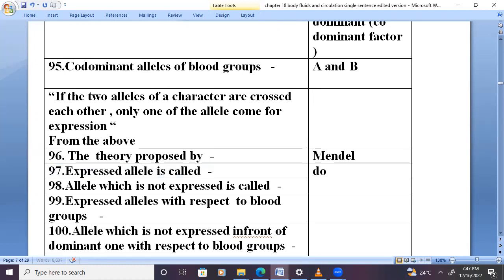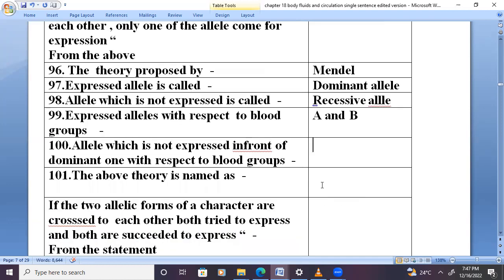Expressed allele is called dominant allele. The allele which is not expressed is called recessive allele. Expressed alleles, with respect to blood groups, are A and B. The allele which is not expressed in front of the dominant one, with respect to blood groups, is O. The above theory is named as law of dominance.